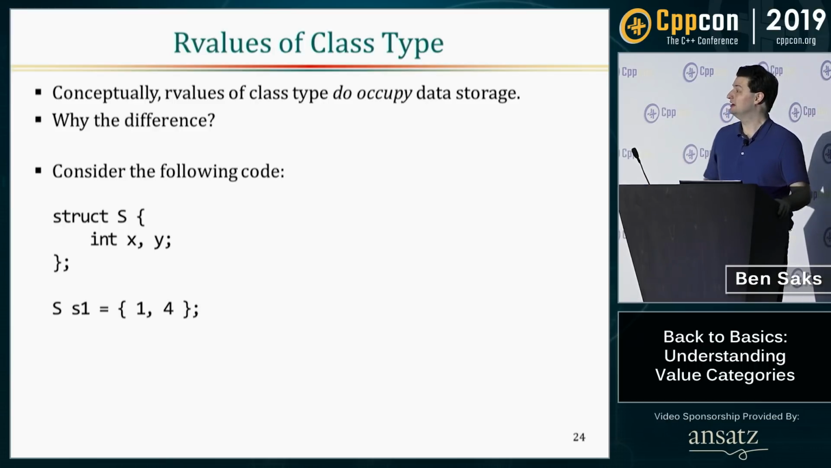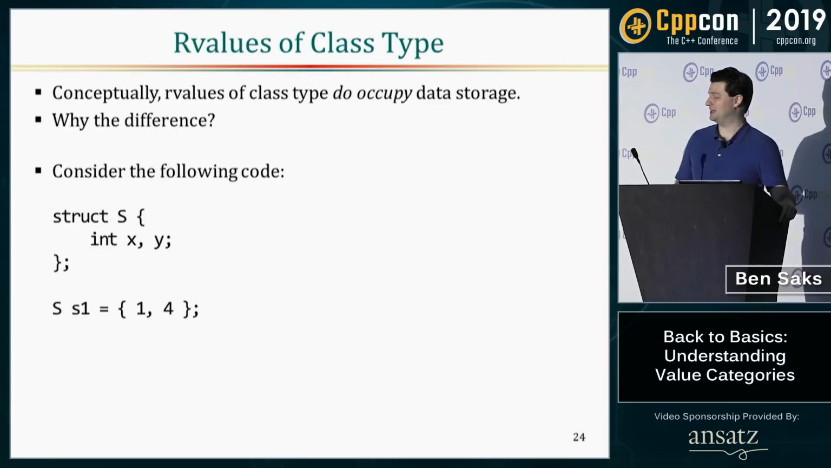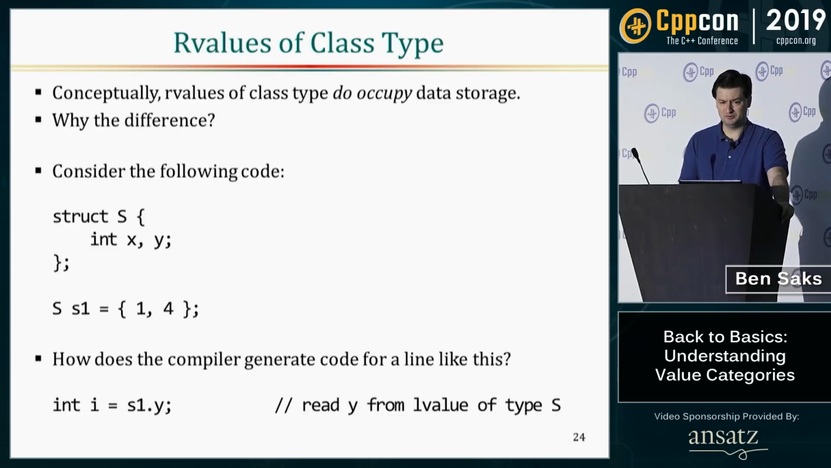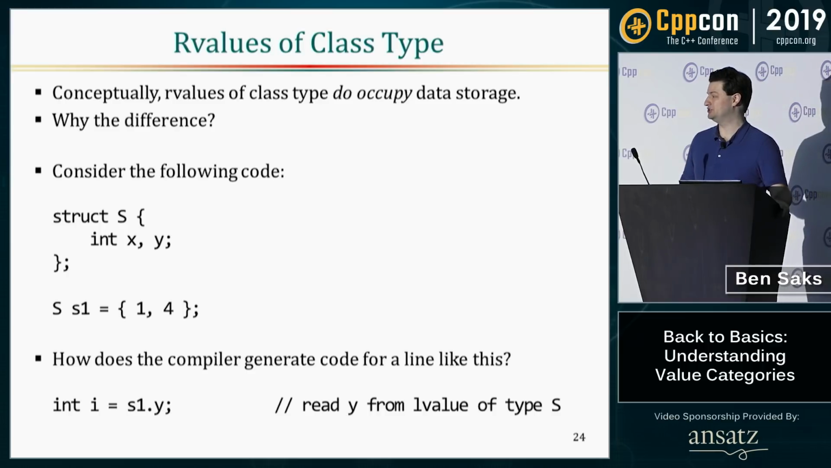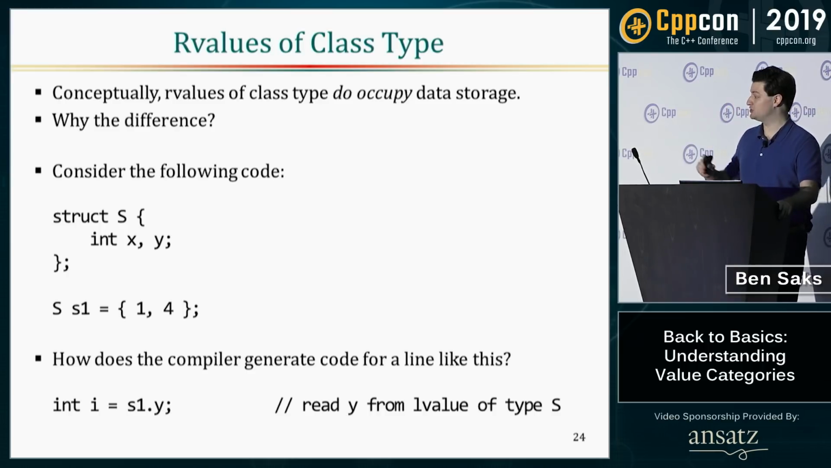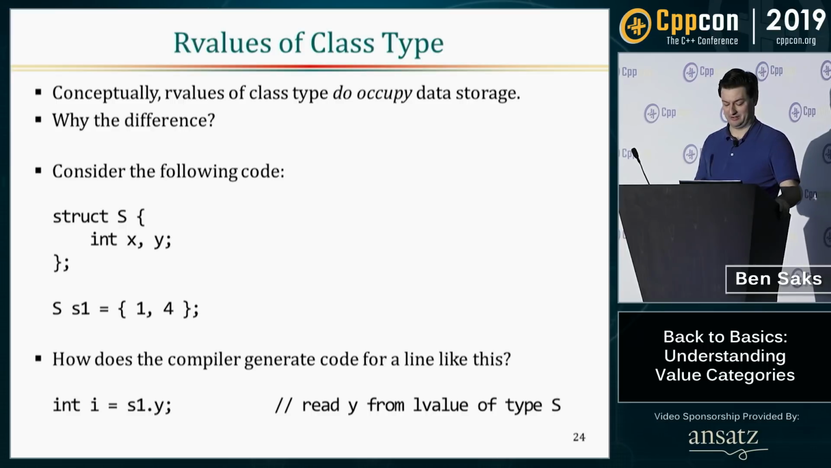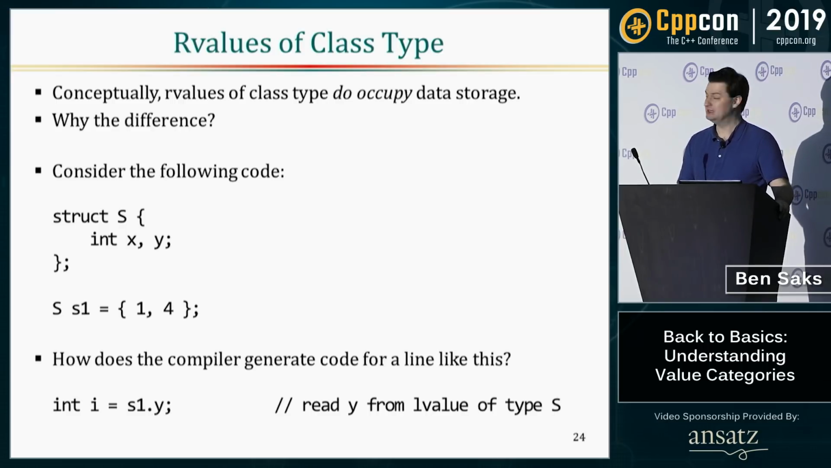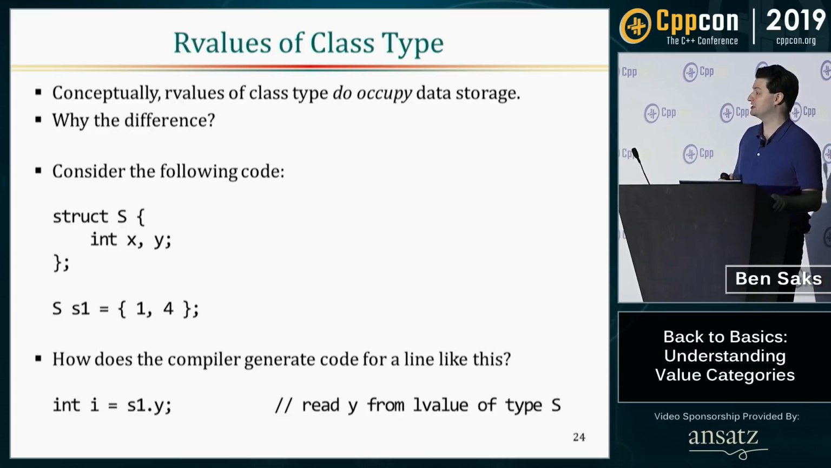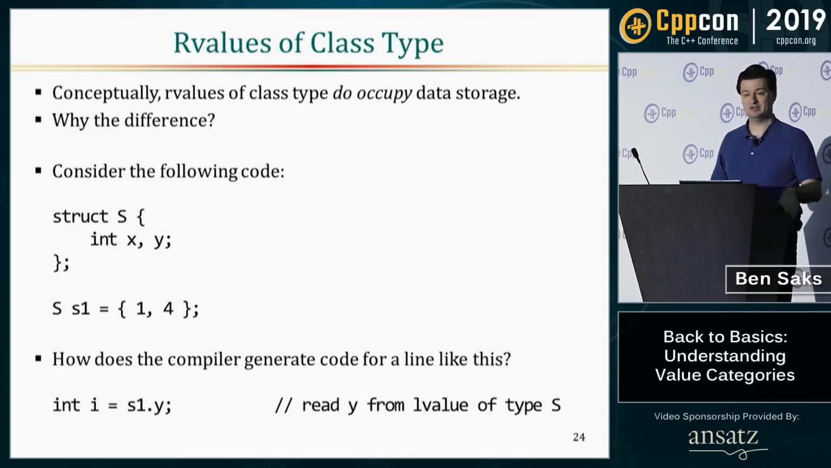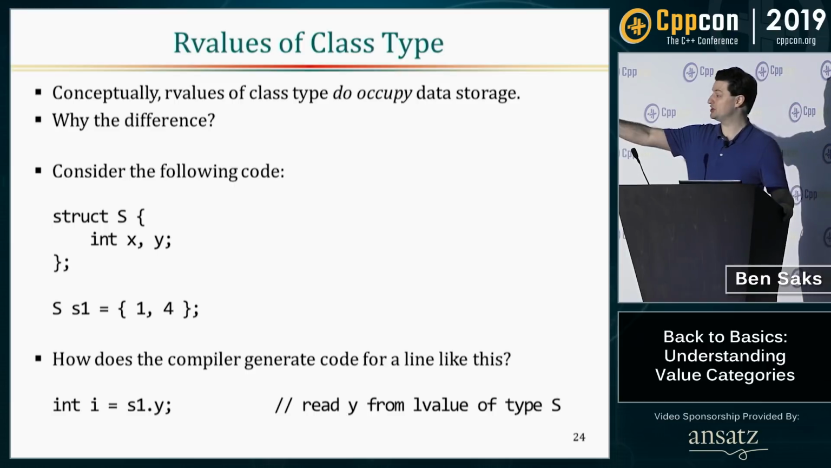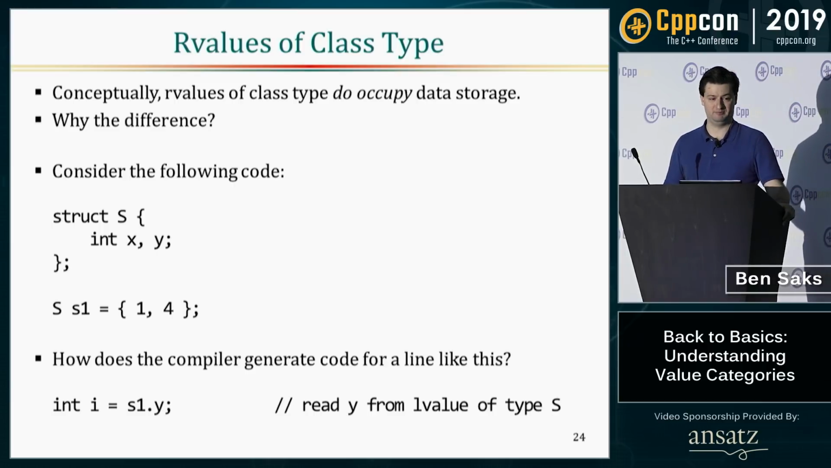So here we have an object of type S, S1, initialized with the values 1 and 4. So what would it look like when the compiler generates code to read from the Y data member of that object, when, in this case, S1 is an Lvalue of type S? It depends on how it's being used in the expression. We don't say that S1 is an Lvalue. We say that when it's used in this expression, it's being used as an Lvalue.